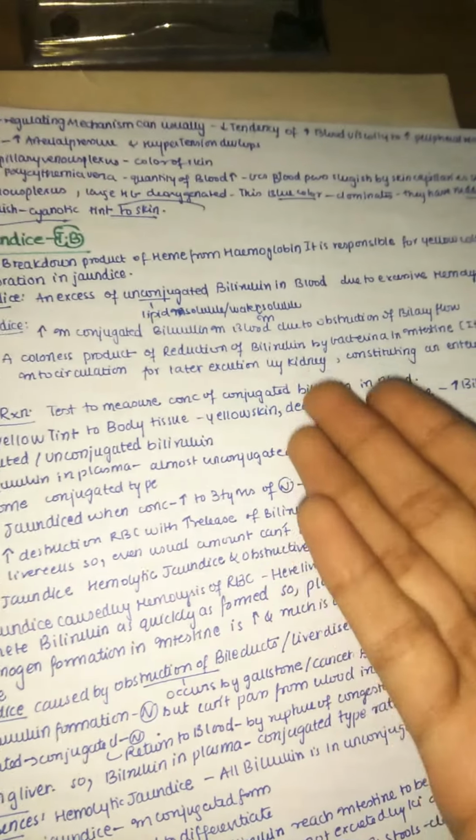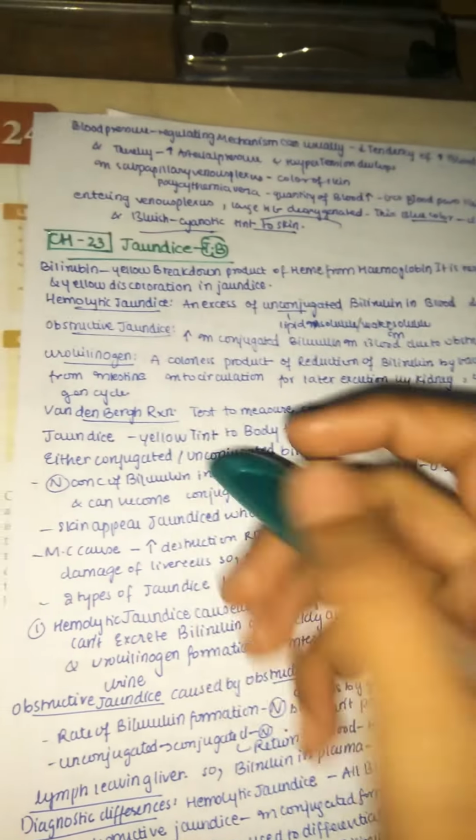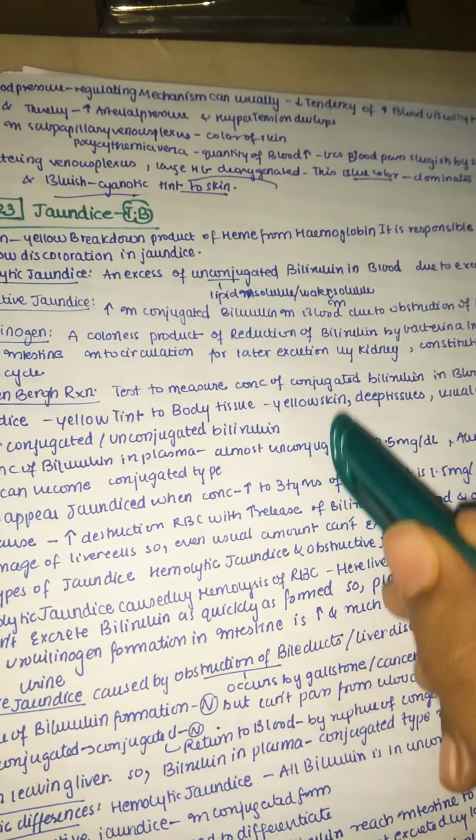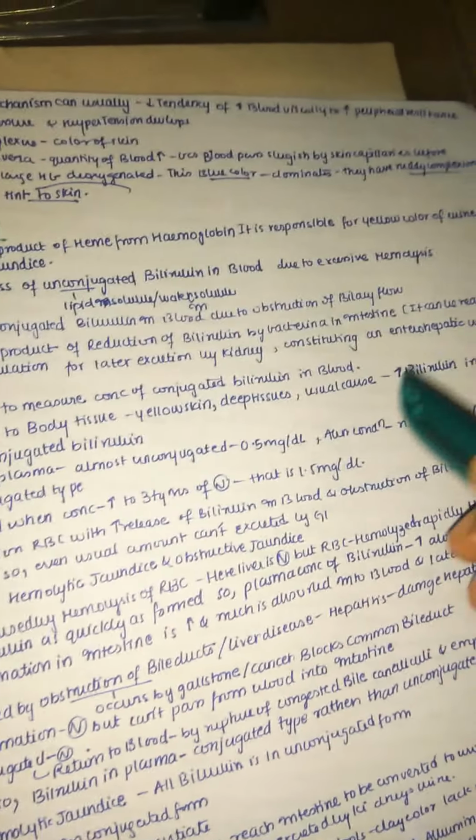Let us see the Van den Bergh reaction. This is mainly the test to measure the concentration of conjugated bilirubin in the blood. So remember, for conjugated bilirubin the test is the Van den Bergh reaction. And jaundice. Jaundice is a yellow tint to the body tissue, mainly yellow skin and deep tissues, everything becomes yellow.